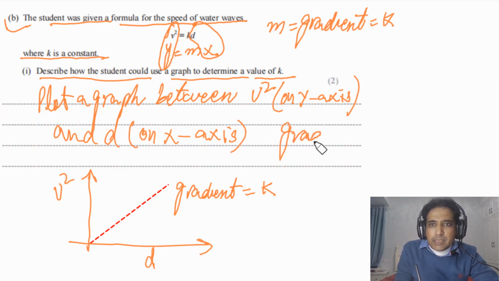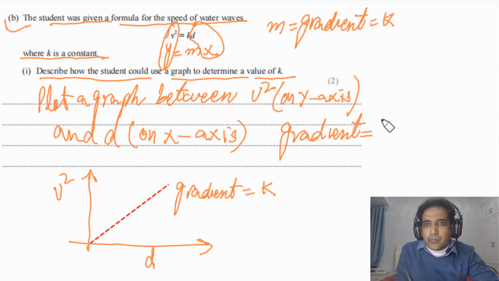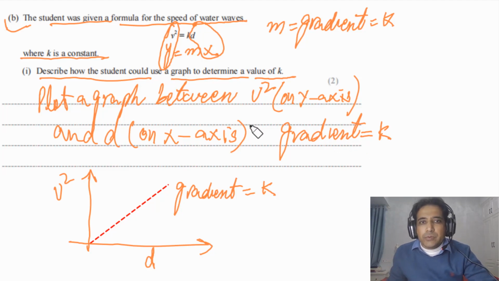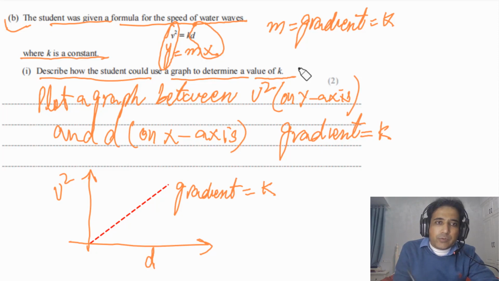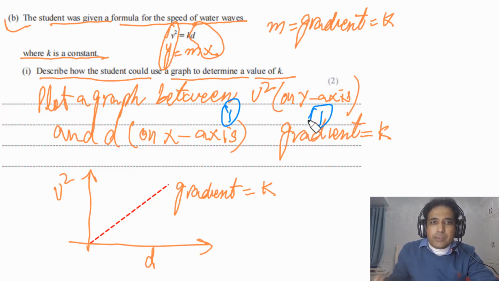So in this case, gradient is representing k. So that's all we can write. This question has only 2 marks. If you write on these 2 points, you will get 2 marks. So you will get 1 mark for this one and 1 mark for this.